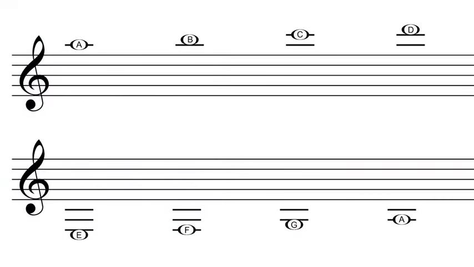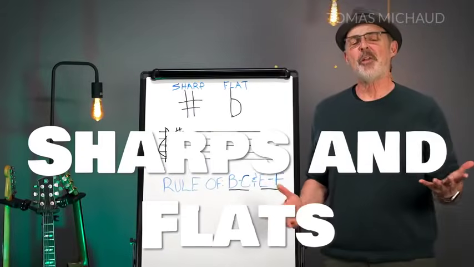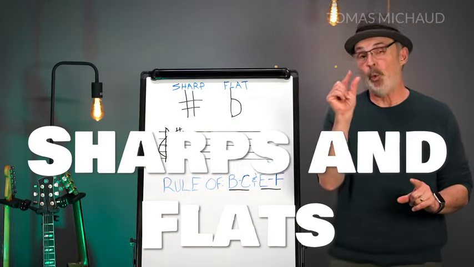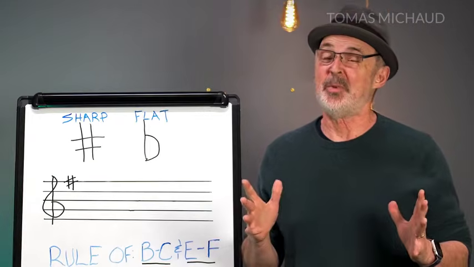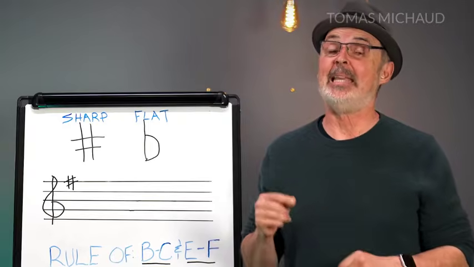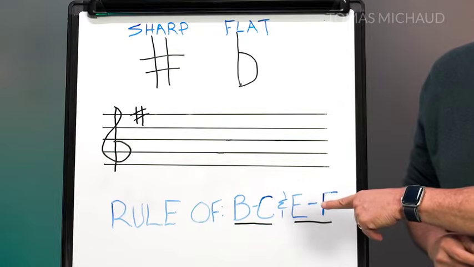There are notes on the guitar that are above and below the staff. To account for those notes, we use what we call ledger lines. That's just a way to add lines and spaces above and below the staff. Sharps and flats are the notes that fall between the natural notes. That's with the exception of B and C and E and F. Remember the rule of B and C and E and F?